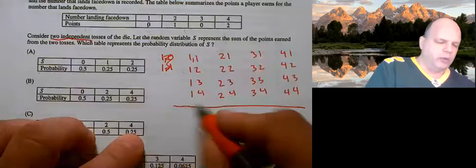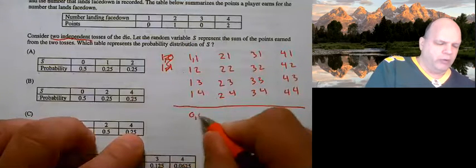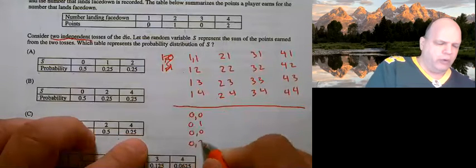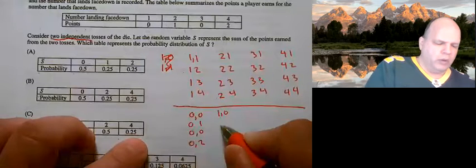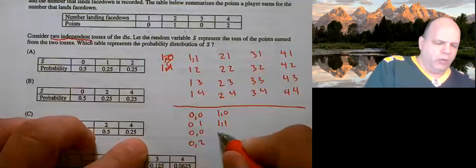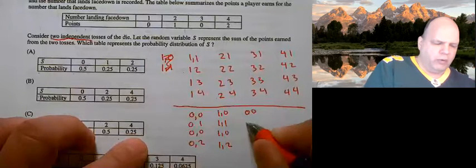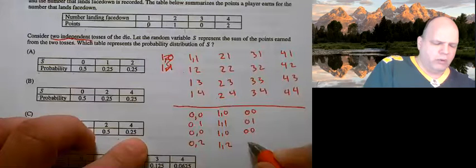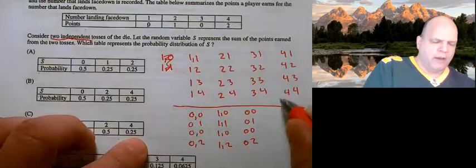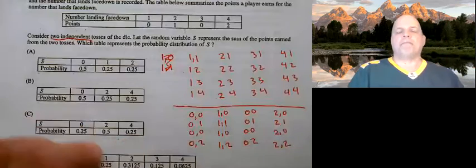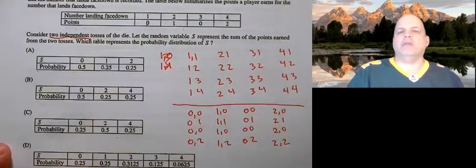All right. So this is going to be 0, 0, 0, 1, 0, 0, then 0, 2, 1, 0, 1, 1, 1, 0, 1, 2, 0, 0, 0, 1, 0, 0, 0, 2, and then I'm going to have a 2, 0, 2, 1, 2, 0, 2, 2. I'm going to go ahead and move this so we can see a little better. So that's what I ended up with.